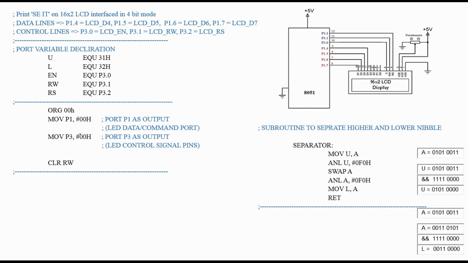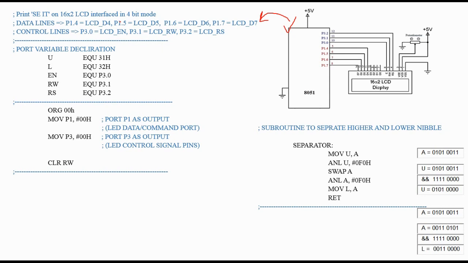Now this is the program to display on a 16x2 LCD interfaced in 4-bit mode. We have data lines in which we have connected port 1.4 to D4, then 1.5 to D5, 1.6 to D6 and 1.7 to D7. We have interfaced the control lines P3.0 to LCD enable and P3.1, meaning whatever we have done in this diagram is written in text form.